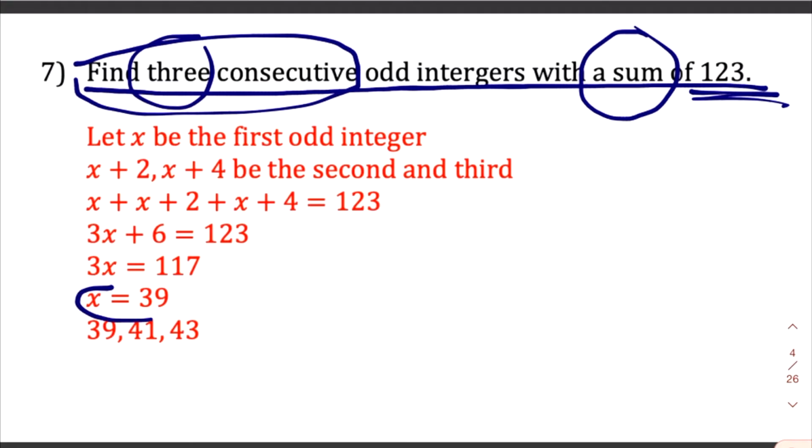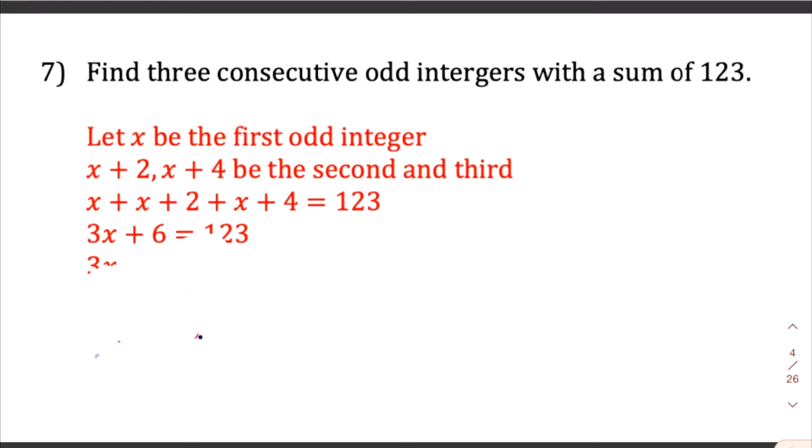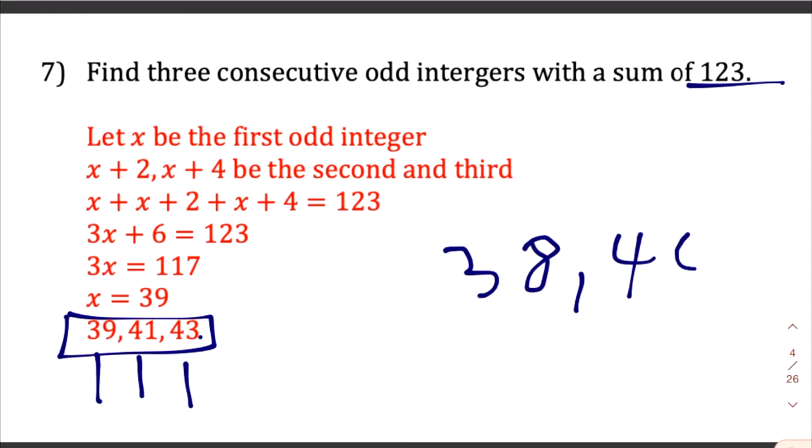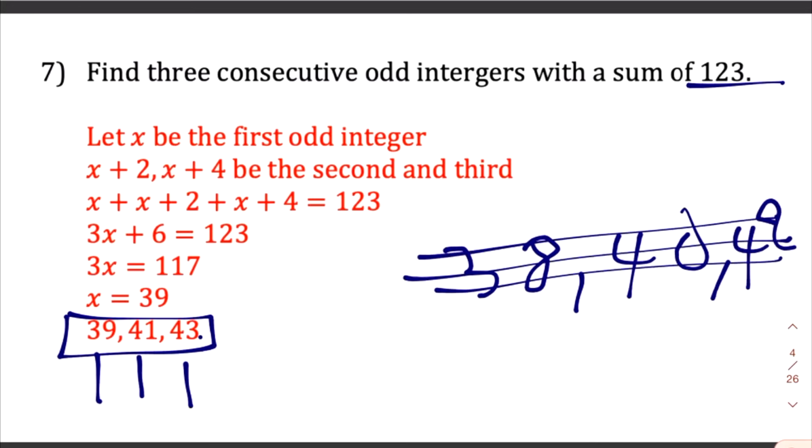The first one is 39. The next one, add 2. And the next one, add 2. So 39, 41, and 43, and you're done. You can check, by the way, if you are in the exam and they give you multiple choice, and if you're confused and you don't know how to do this, you can actually be smart. Just add this, and you get 123, and make sure they are odd. They might trick you. They put 38 and 40 and 42, for example. These are even, so you don't add them. Just take the odd ones and add them. If you get 123, you are correct.